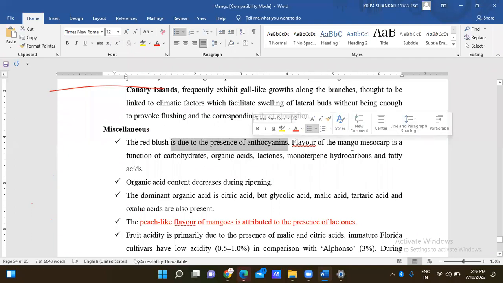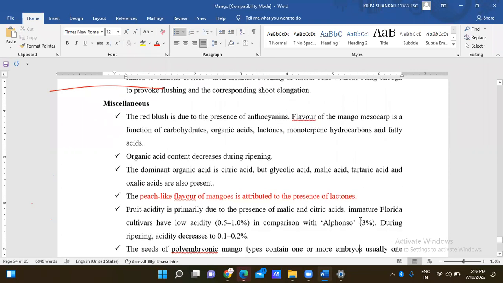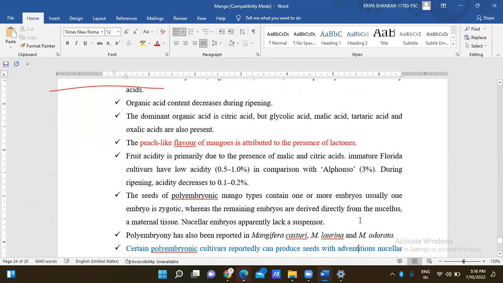Flavor of mango mesocarp is mostly related to carbohydrates, organic acids and lactones. You should remember the lactones. Organic acid increases during ripening. This is the basic. Peach-like flavor in mango is because of the lactones. That is also a very important question. Then the sugar acidity ratio, you should remember, is maximum in the case of Alphonso.